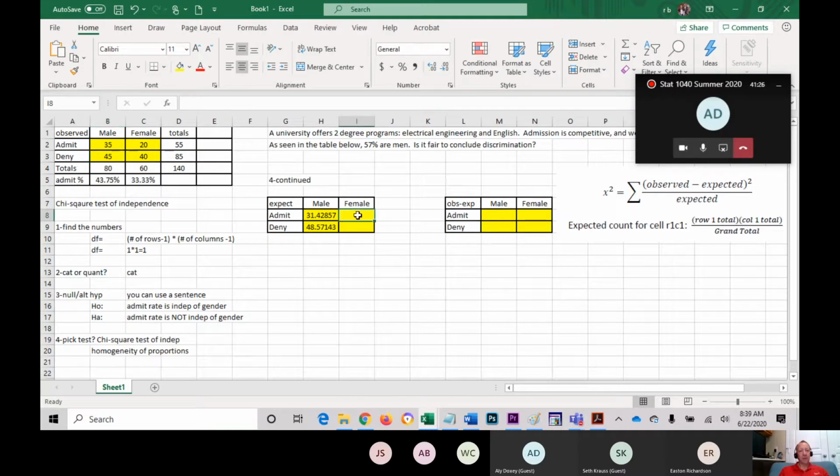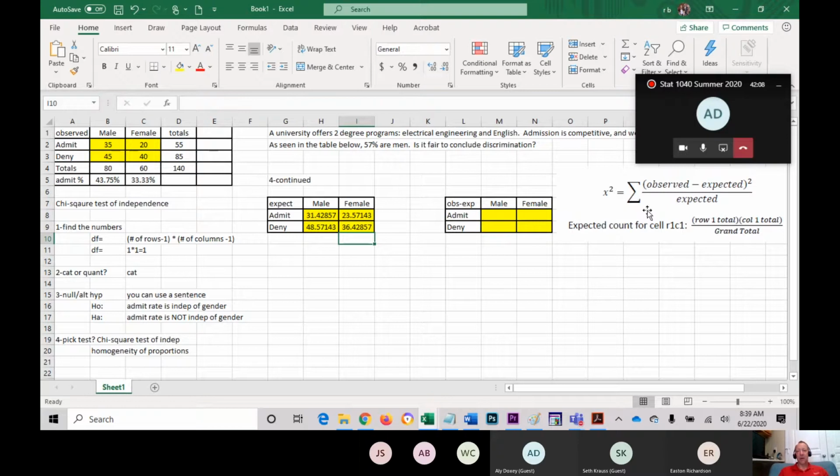Now we're going to do the same thing for the females. Where am I on my table? I'm in row 1, column 2. So I'm going to take the row 1 total times the column 2 total divided by the grand total. I'm going to do that one more time: row 2 times column 2 divided by the grand total. All right, so that is my expected table. I've done this bottom formula.